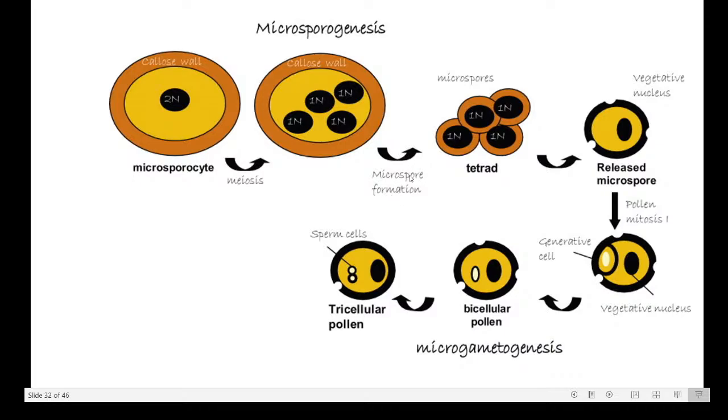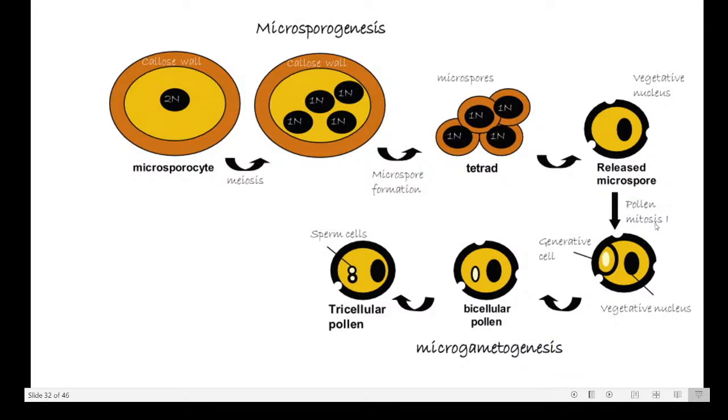This microspore process helps to form the tetrads. This process is called microsporogenesis. This is a continuous process of microgametogenesis. In microgametogenesis, the vegetative nucleus is released into the released microspore.